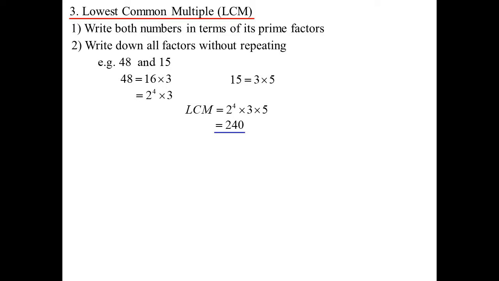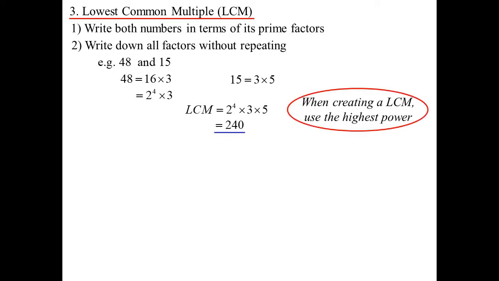There's our lowest common multiple. This is the same as when we were dealing with fractions and trying to work out the common denominator. It's basically, if it's not there, put it down. Same idea. So we use the highest power. In this case, 240.